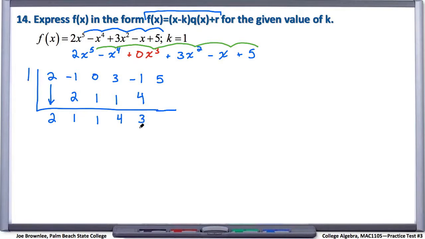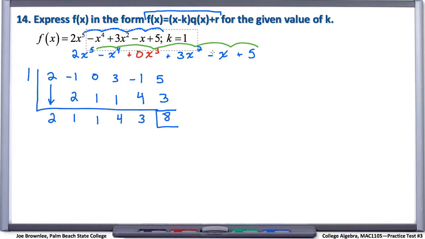And finally, positive 1 times positive 3 is 3. And adding vertically, we have 5 plus 3 is 8. And we know whatever the last number here is will be our remainder. So let's section that off. So here to the left, we've got our quotient, but we're missing our x terms, so we've got to fill them in.